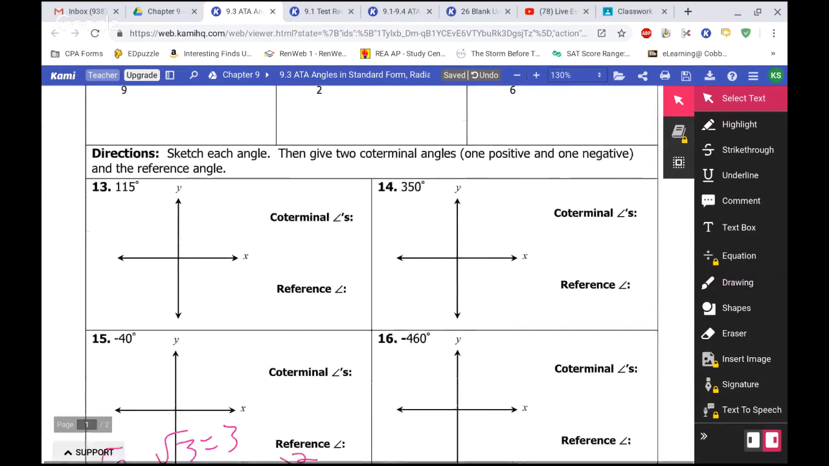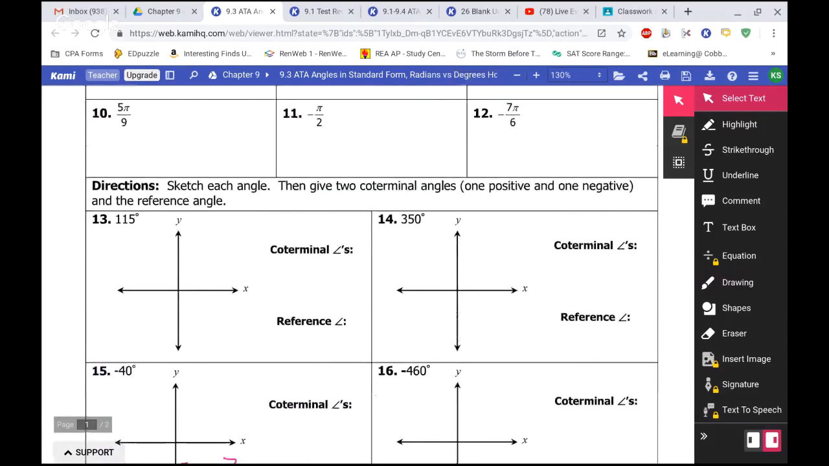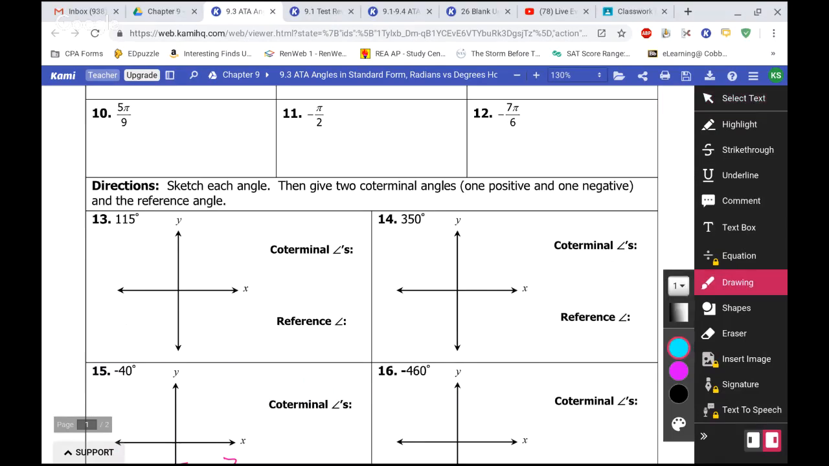Yes. Sort of. Okay. So you can see, I will have to erase some of this because I probably did some stuff already. So, coterminal angles. Sketch an angle, give coterminals, one positive, one negative. So the coterminal angles are going to be where I'm going to add 115 plus 360. So that's going to be 475. And 115 minus 360 equals, I can't do that one in my head.